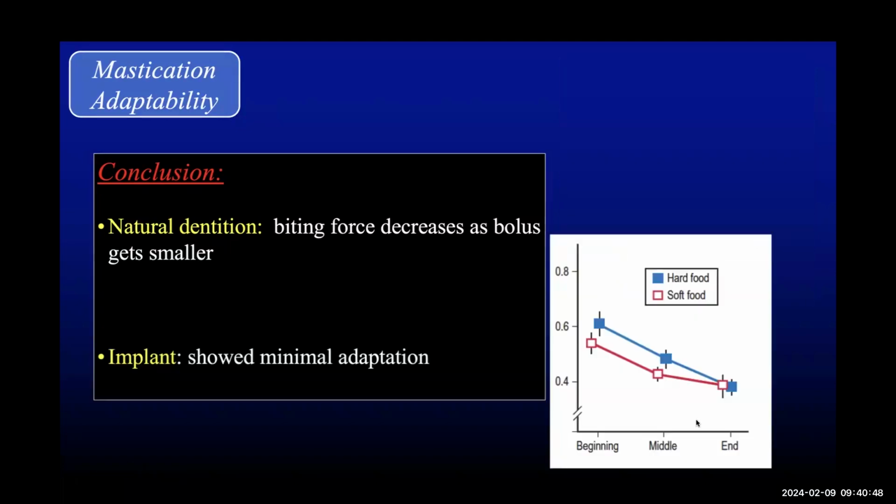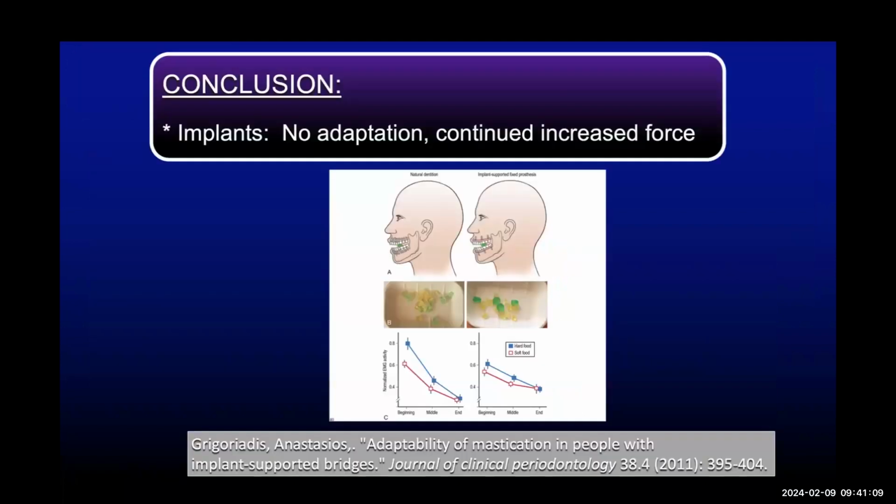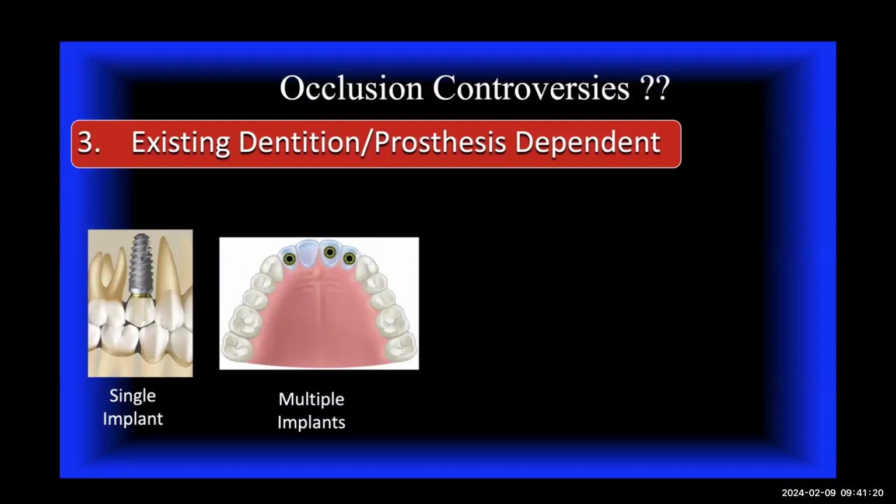If you have an implant, it shows minimal adaptation. So what does that mean? If we're chewing that food the same amount of cycles, instead of decreasing the biting force, we still have an increased biting force as we did in the beginning with an implant. That means that we're putting implants through more force. There's no adaptation. Now we're putting more force on the prosthesis, the implants, and the bone at that crestal area that can lead to bone loss.